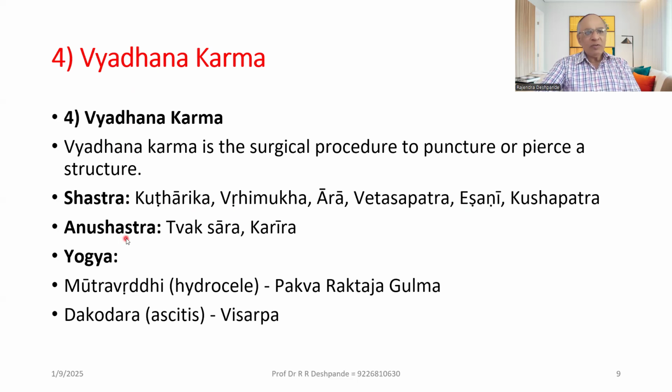Then which Anushastra can we use? Tvak, Sara, and Karira. These are the things which can be used for Vyadhana Karma. Now, which conditions are indicated for performing Vyadhana Karma? Number one is Mutra Vruddhi, which can be compared with hydrocele. Then Pakva Raktaja Gulma, here also we do the Vyadhana Karma. Then Dakodara or ascites, a very common finding.